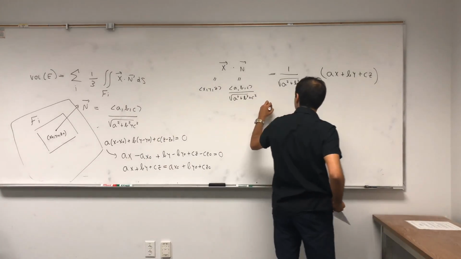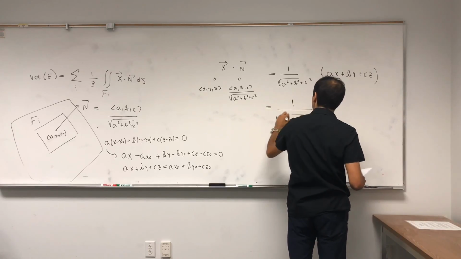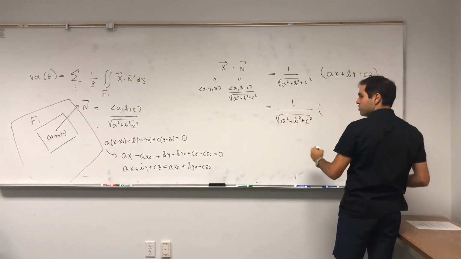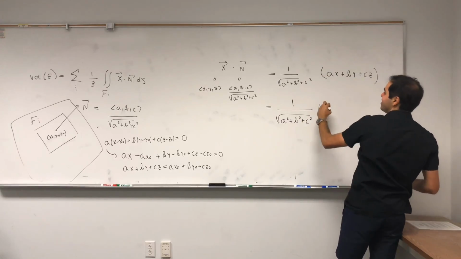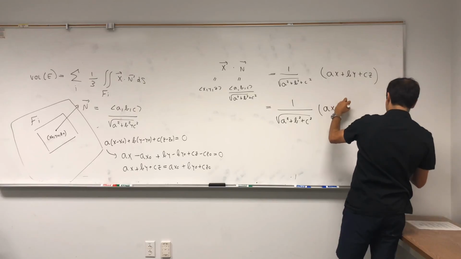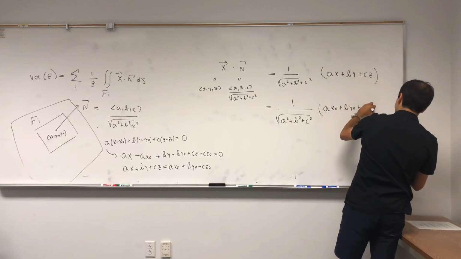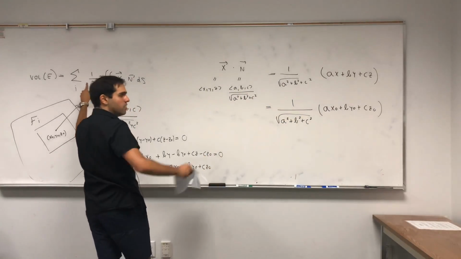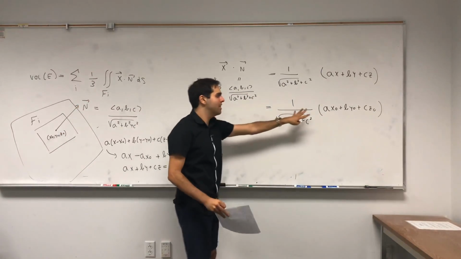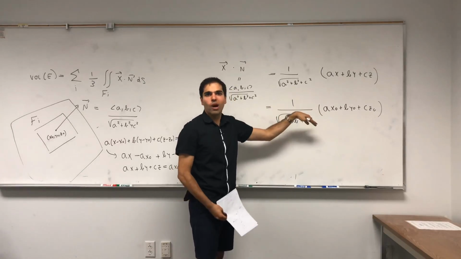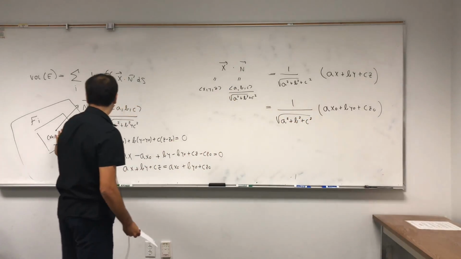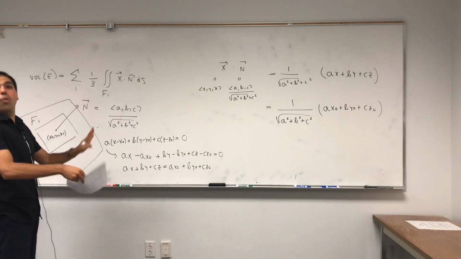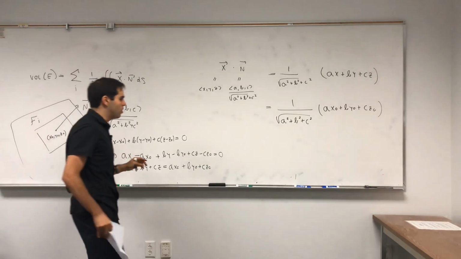So this thing just becomes 1 over square root of a squared plus b squared plus c squared. Just literally you replace x, y, and z with naughts. So ax naught plus by naught plus cz naught. Which is way better, because again, it doesn't depend on x, y, and z. It just depends on the face, where again, x naught, y naught, z naught is just one point on the face. So you just need one of them.